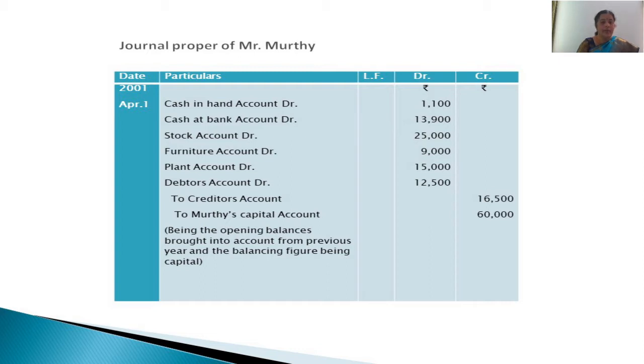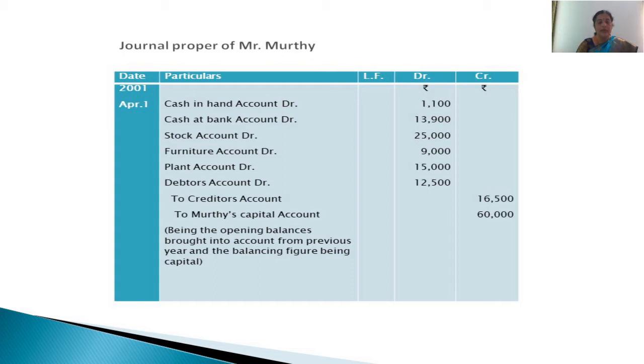So 2001, April 1st. See, all the accounts debited here are related to assets: cash in hand, cash at bank, stock, furniture, plant and debtors. So all these accounts are being debited. Then creditors is a liability, so it has been credited with the relevant amount. Then find the total of assets and deduct 16,500, the amount of creditors. The remaining amount comes to 60,000, and this is the amount to be transferred to capital account.